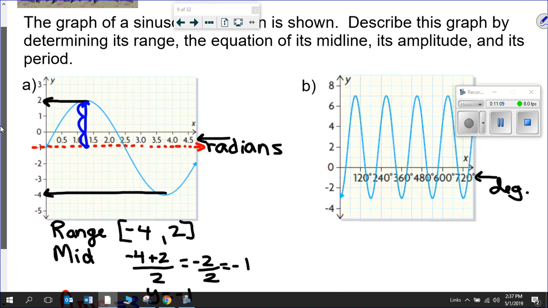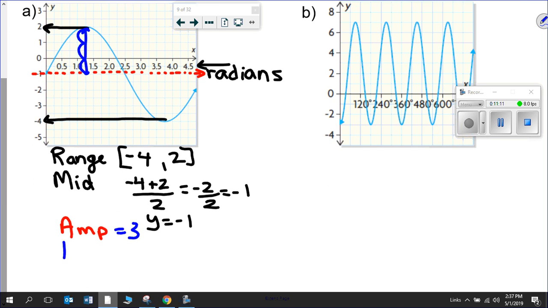And the last thing I want is a period. Period is generally the hardest thing that students have to find. At least they feel like it's the hardest. So you need to find a start and then an end. So I'm going to start right here at the beginning of the graph. It's starting on the midline, so I would call this a sine graph because it is starting on the midline.